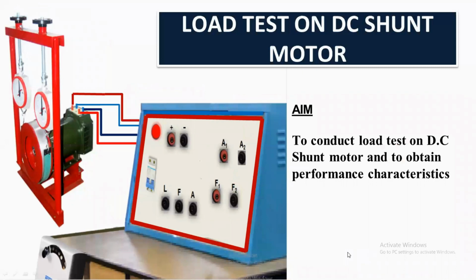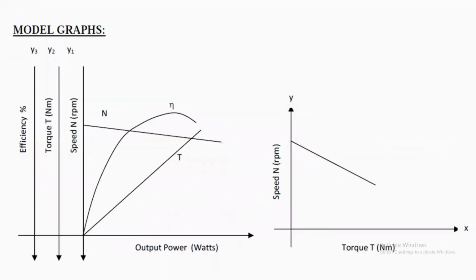Now the aim of the experiment is to conduct load test on DC shunt motor and to obtain performance characteristics. What are performance characteristics? The performance characteristics means output versus speed, output versus torque, output versus efficiency. By the use of these characteristics, we can easily identify the motor efficiency. When the load increases or output power increases, what about the efficiency, torque, and speed of the motor?